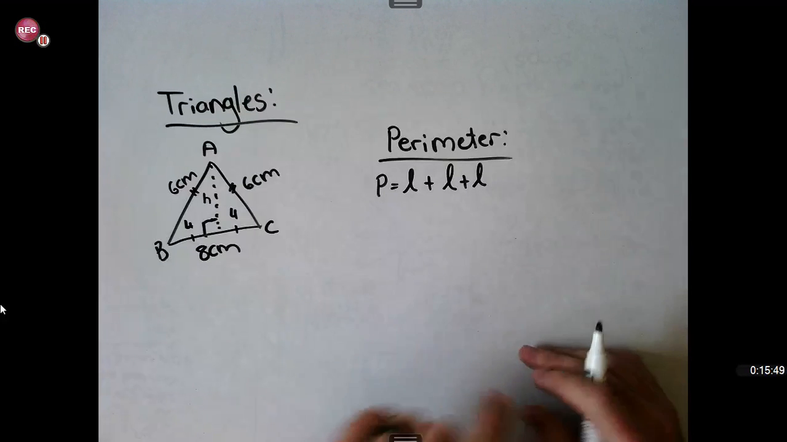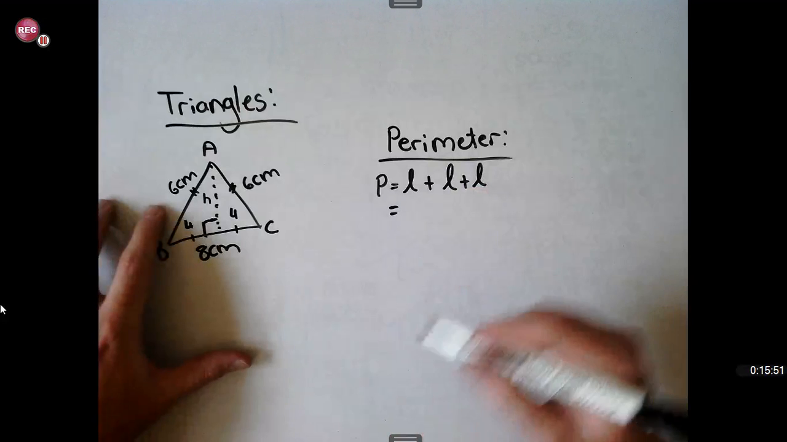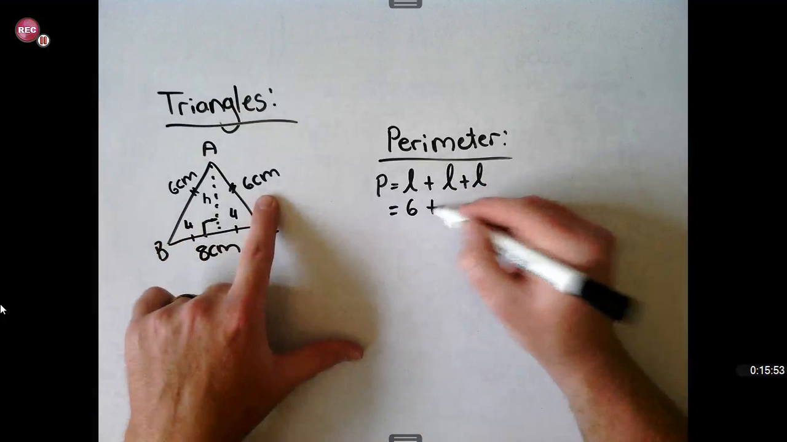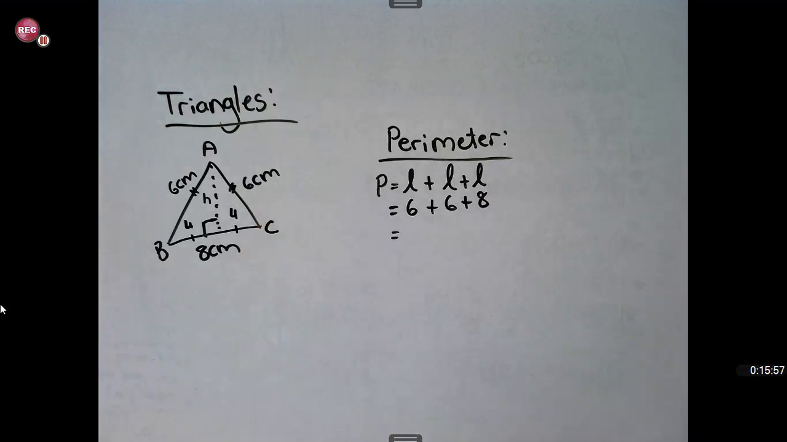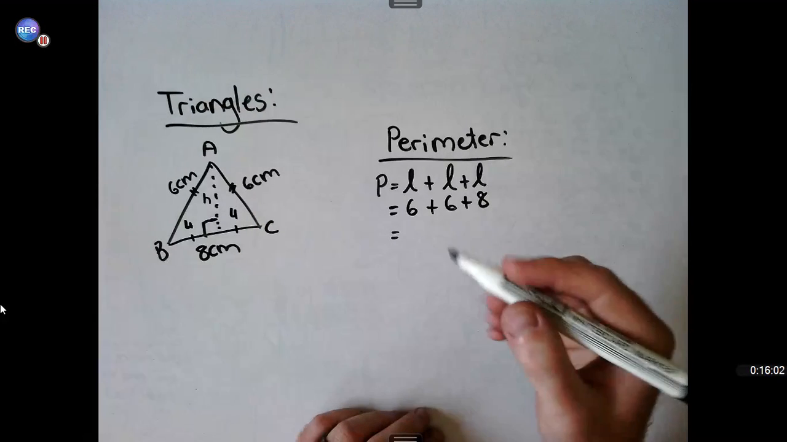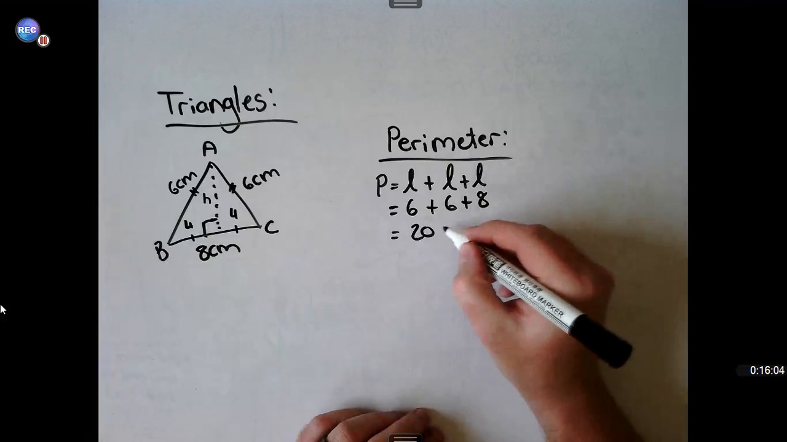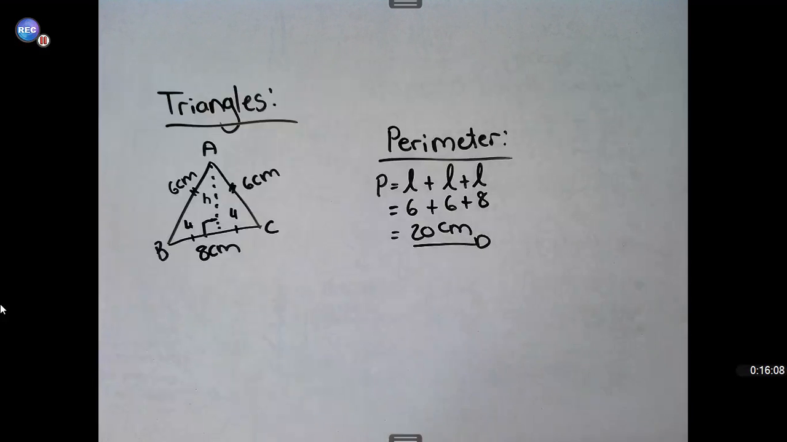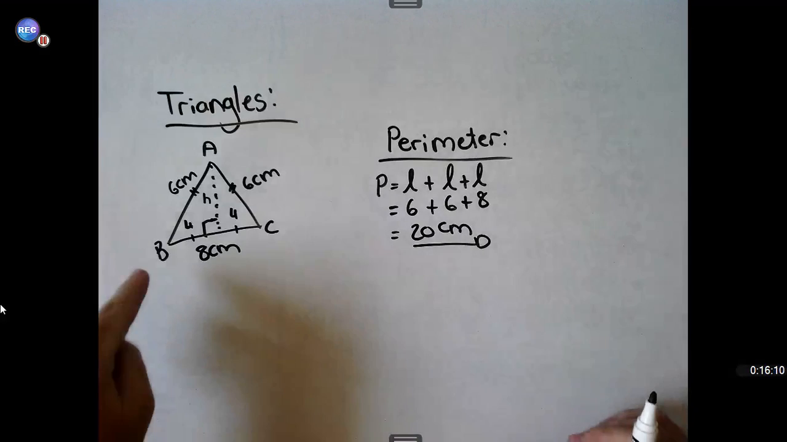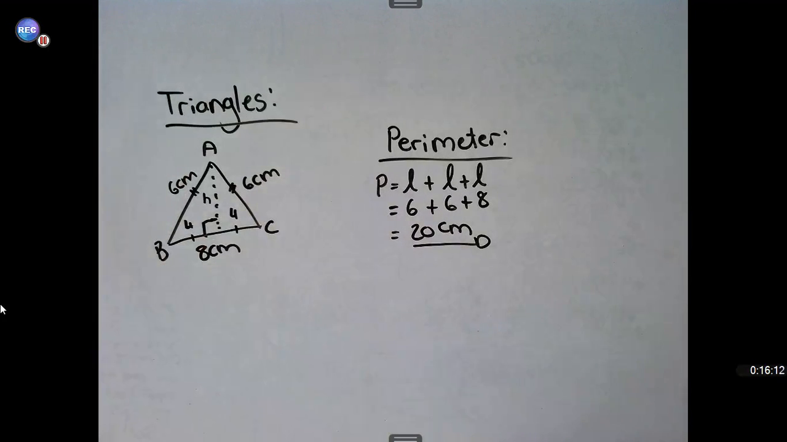So with regards to this, I'll start on the left. So we'll say 6 plus 6 plus 8 at the bottom here. And if I calculate all of that, I should then get 20 centimeters for the perimeter. And there we go. Done, dusted, that's the perimeter. So obviously the distance around the shape, 20 centimeters.